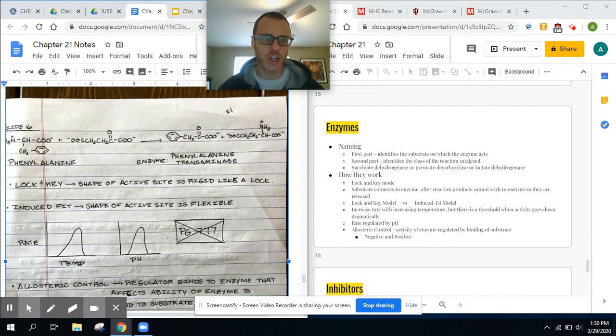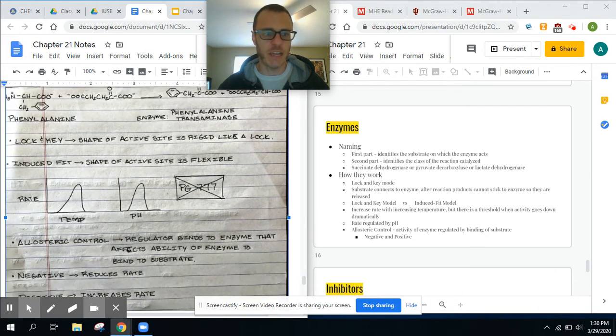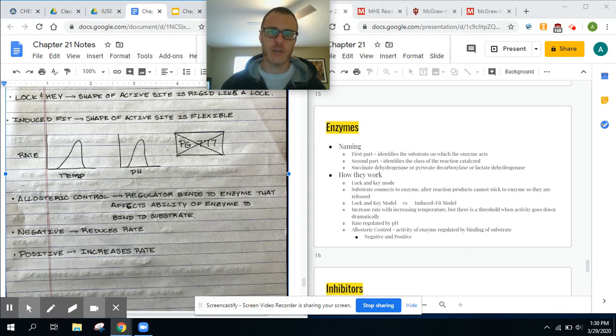In the lock and key model, the shape of the active site is rigid like a lock, and so the substrate has to be like a key that fits perfectly in there. In the induced fit, the shape of the active site is flexible, and so things can move around so that they can then react. These are just two different modes of operation. There's a whole bunch of stuff that relates to how quickly an enzyme will catalyze a reaction. Temperature is important, the rate ramps up really fast and then drops down really fast. So they work in a very tight temperature window. They also work in a very tight pH window, because they do very, very specific things in very, very specific areas of the body.